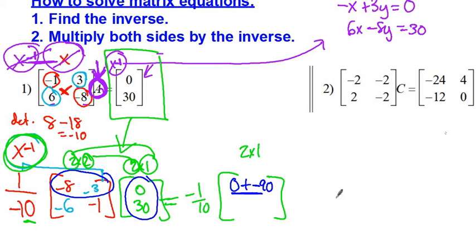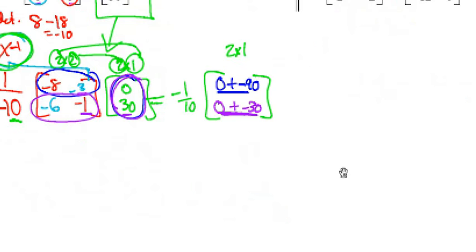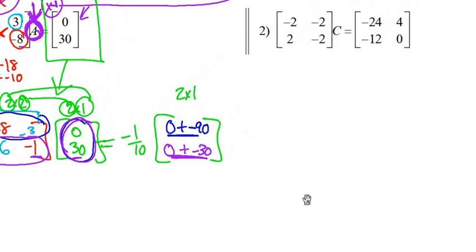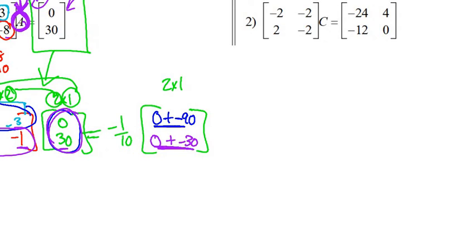Okay, then the second part of it would be second row, first column. Here's the second row. Here's the first column. Negative 6 times 0 is 0. And then negative 1 times 30 is negative 30. So when we simplify this, just going to move it up for a second. When we simplify this, 0 plus negative 90 is negative 90. Okay, and then 0 plus the negative 30 is just going to be negative 30. So we have negative 90 right there, negative 30 right there.